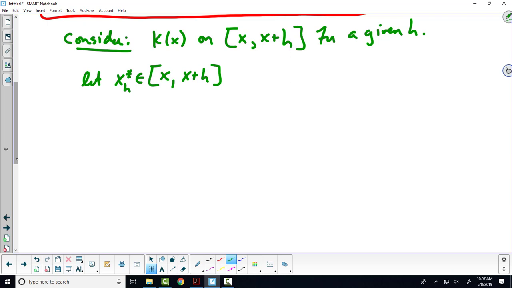Okay. So here's my question to you. What is the limit as h goes to 0 of k of x_h star? Because we're going to need this idea at the very end of our proof. So I want to get the idea out of the way first so you're comfortable with it.